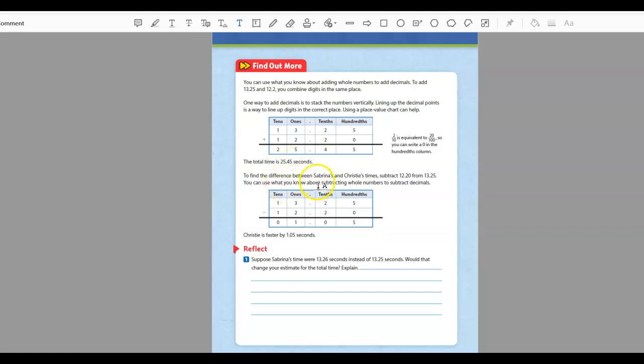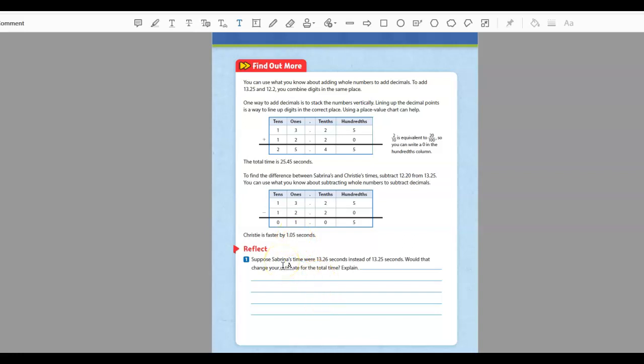You can do the same thing when you are doing difference. It says, what is the difference between their times? So we're going to subtract 12 and 20 hundredths from 13 and 25 hundredths. Again, same thing. We always want our decimal to be lined up. We always want our tenths to be lined up, our hundredths. If we happen to have thousandths, we want those to be lined up as well. Okay, so it says that Christy is faster by 1 and 5 hundredths of a second.